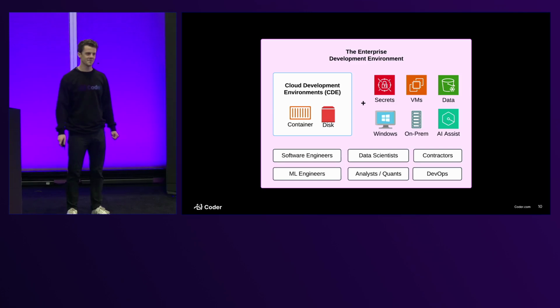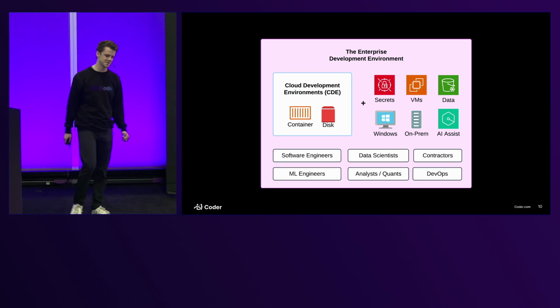Windows is another one. A lot of people still need access to Windows environments, whether it's for QA, and we're seeing this quite a lot. People deploy Coder on-prem and in AI assistants.